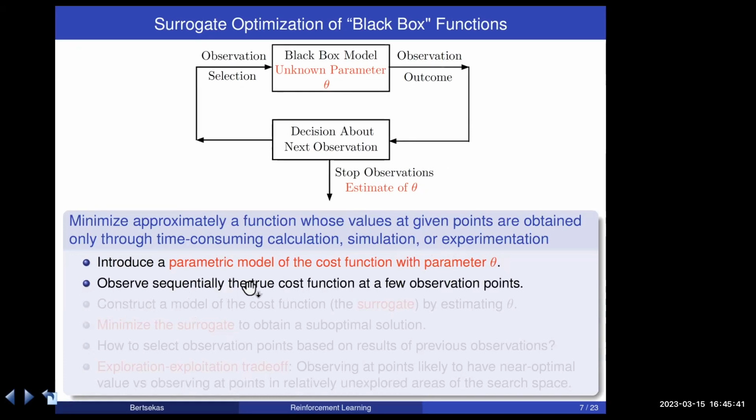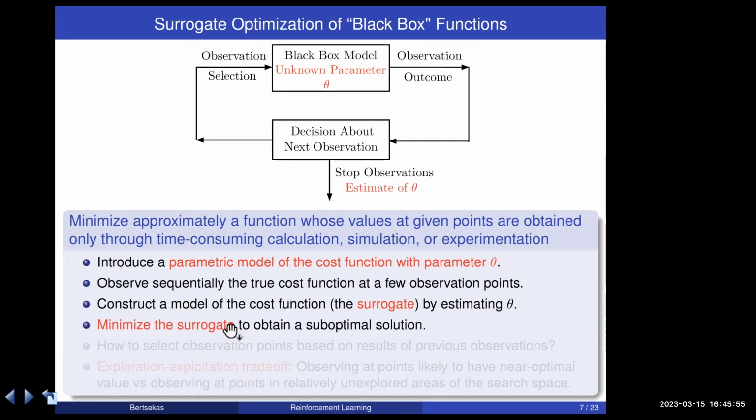So we observe sequentially the true cost function at a few observation points. And then we construct a model of the cost function, the surrogate function, by estimating theta, and we minimize the surrogate instead of the original to obtain a suboptimal solution. So the question is, how do we select observation points based on the results of previous observations? In other words, how do we make future observations more productive relative to our purpose?